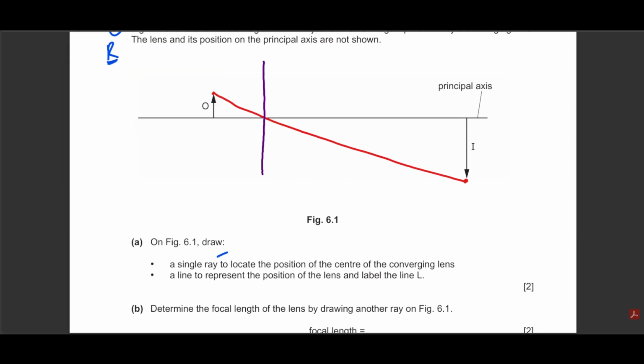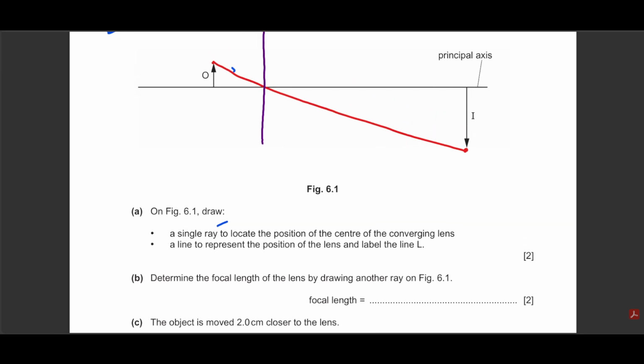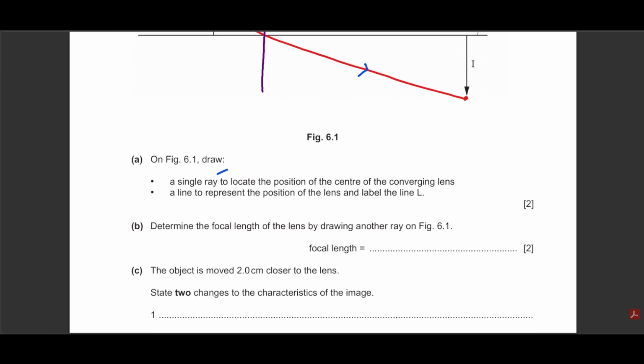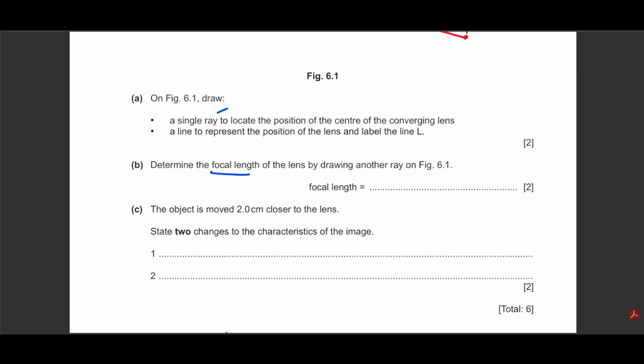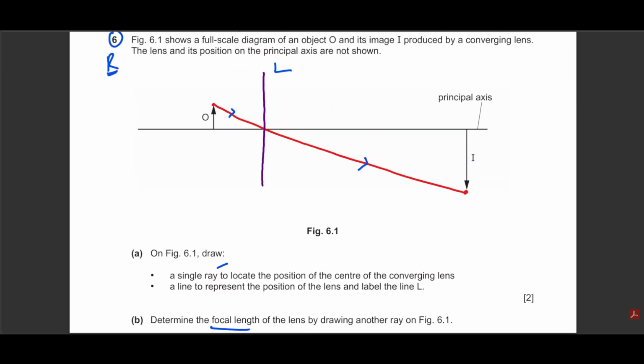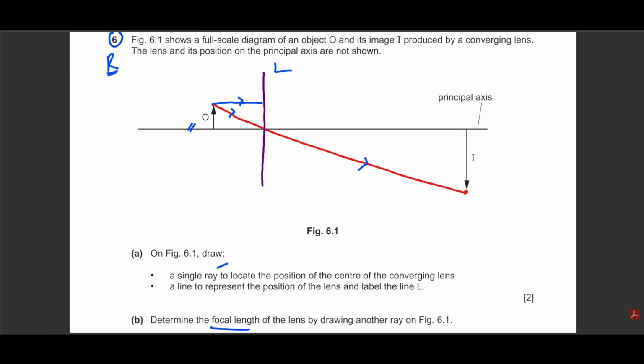And definitely in the next part, he will say position of the lens, label this line as L. He mentions, and also please don't forget to add the arrows. And then he says, determine the focal length. Now, you know that there needs to be a straight line parallel to the principal axis, and this line, then again, use the ruler for that, has to converge and meet at this point.